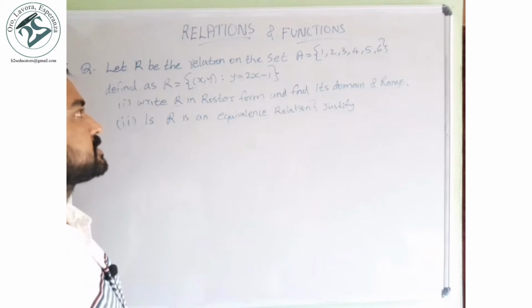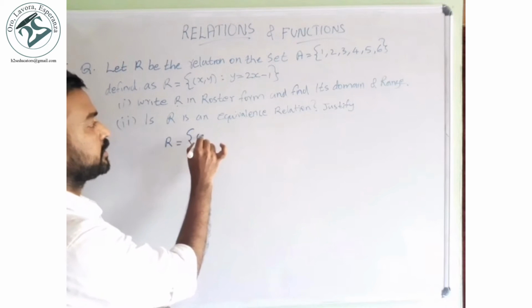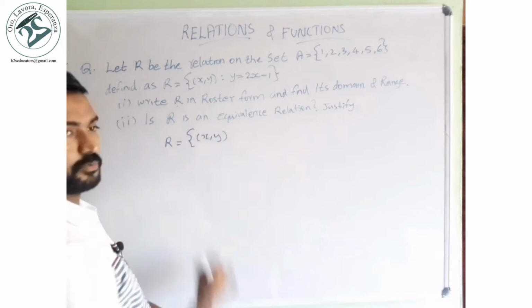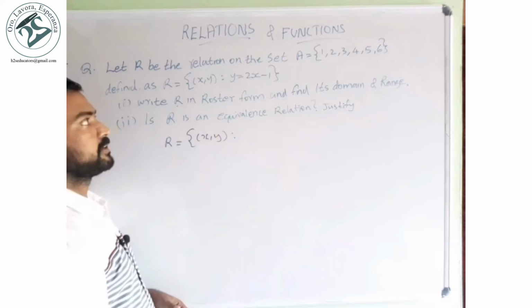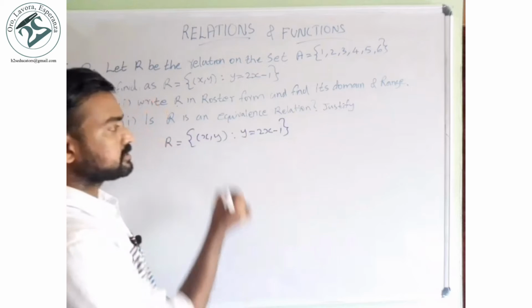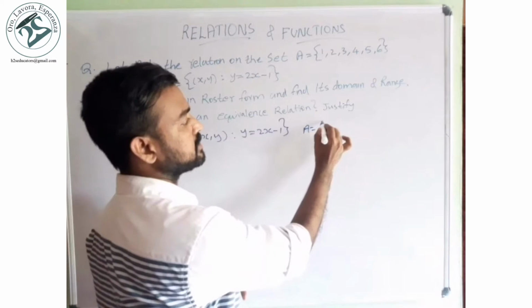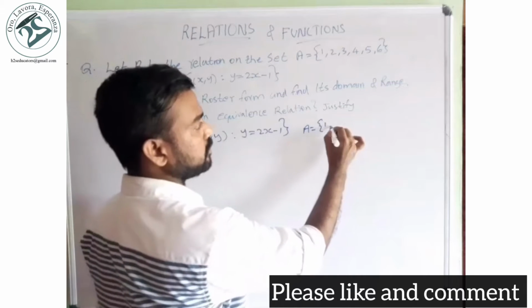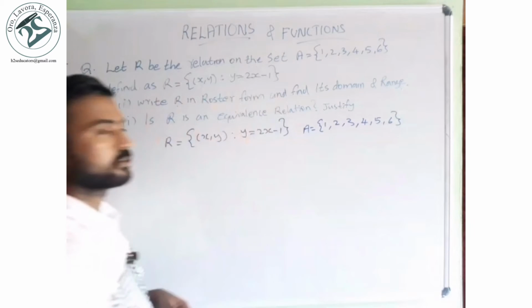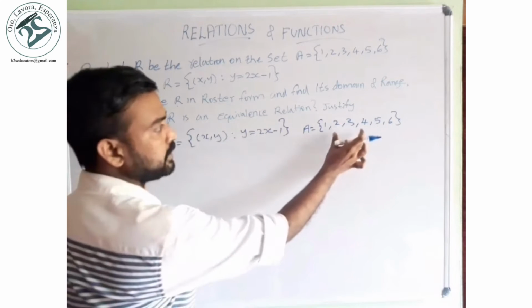So we are going to consider what the relation is here. The relation set R is equal to (x, y). There is a relation between the elements x and y. How is it related? It is given as an equation, y is equal to 2x minus 1. This relation is happening in the set A. What are the elements in the set A? 1, 2, 3, 4, 5, 6.